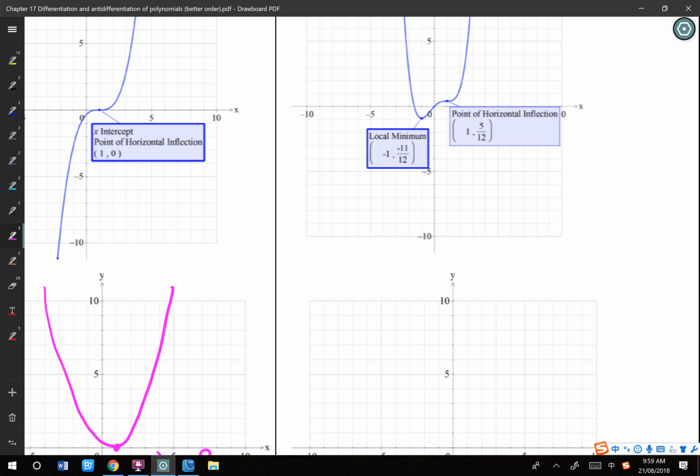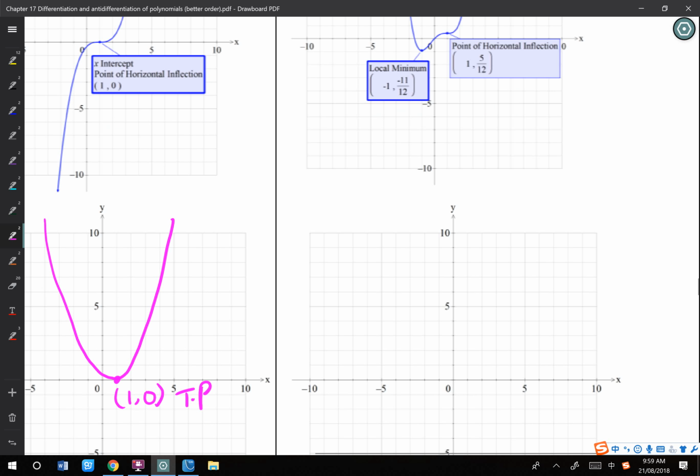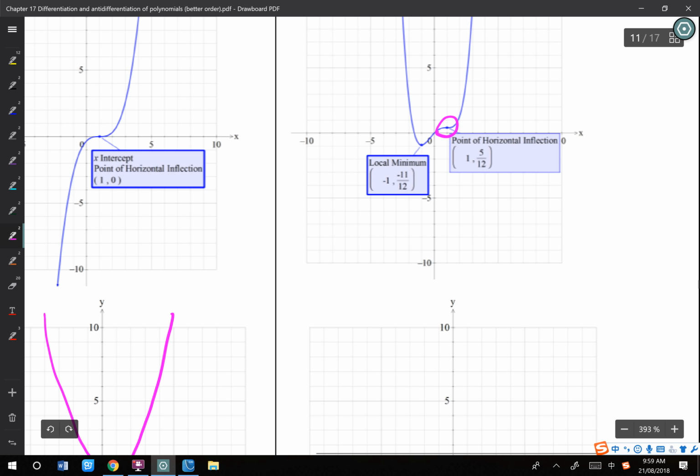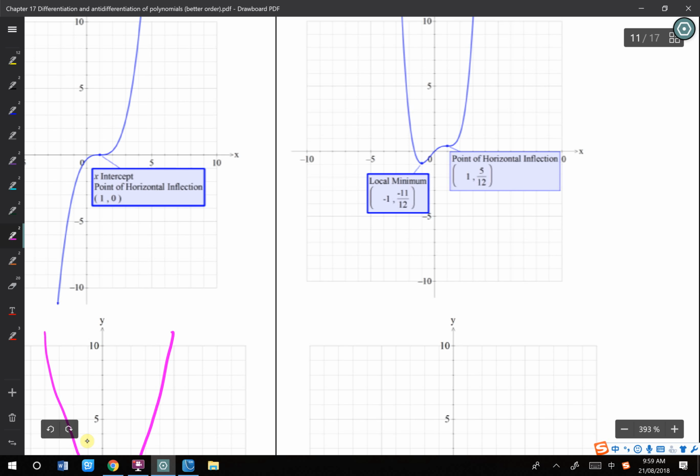Let's have a look at the next one. Well, it's kind of a polynomial, but I don't know what the degree of that polynomial is. But what I will know is negative 1, 0 is one of the x-intercepts. 1, 0 is the other x-intercept. But 1, 0 needs to be a turning point as well. Okay, 1, 0 needs to be a turning point. That's the stationary point of inflection. Okay, think about the graph.